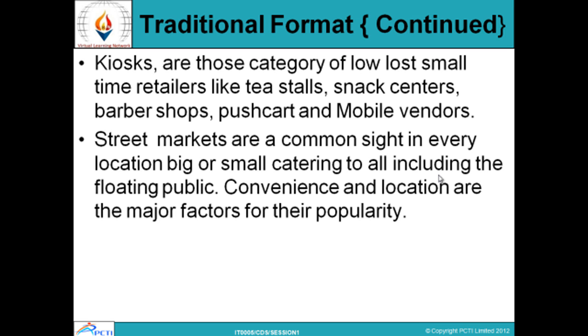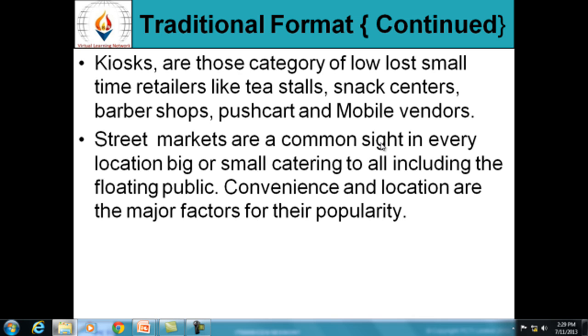Kiosks are that category of low-cost small-time retailers like tea stalls, snack centers, barber shops, pushcart and mobile vendors, big or small, catering to all including the floating public. Convenience and location are the major factors for their popularity. So the street markets are a common sight. They occur everywhere, whether big or small, catering to all the needs of the public.